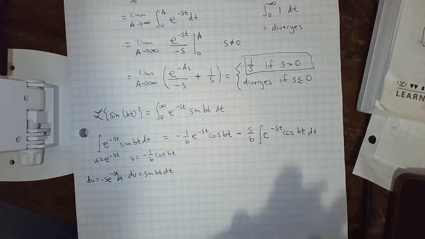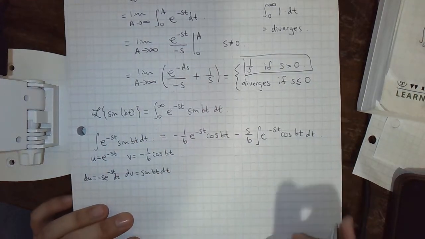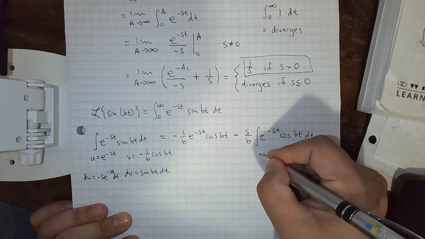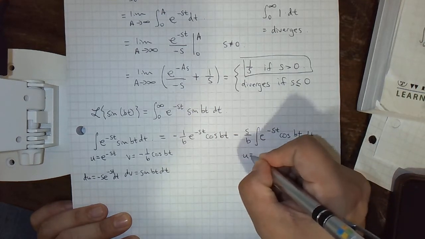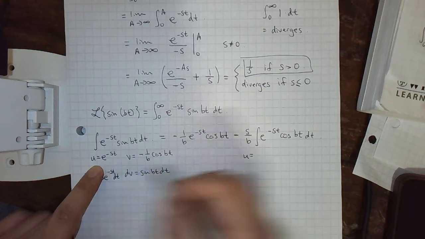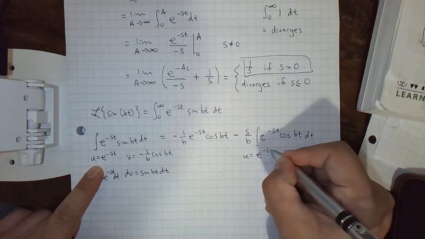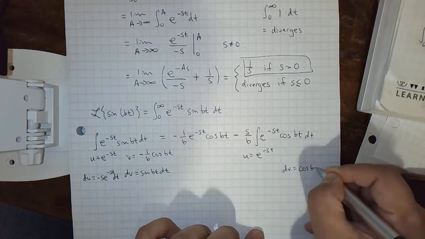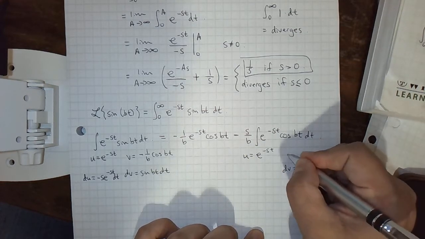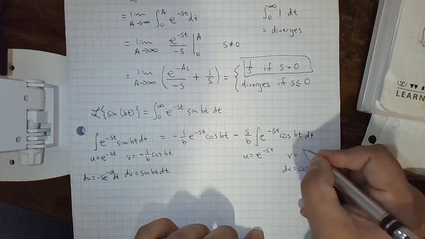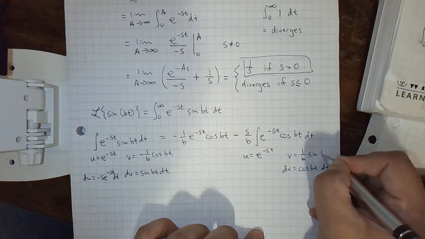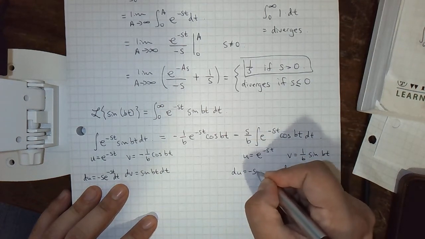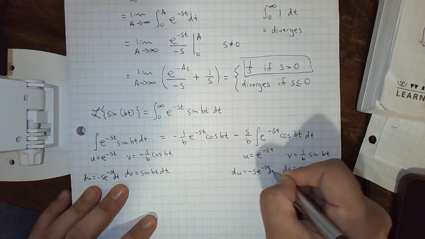We need to do another one so we can collect the e's and the sines on one side. Okay, so we're going to do this again. Now it matters which one we choose for u and v. We need to choose the same one for u. So u is e to the minus st, dv is cosine of bt dt. So v is going to be the integral of that, which is 1 over b sine of bt, and then du is going to be the derivative of this, minus s e to the minus st dt.